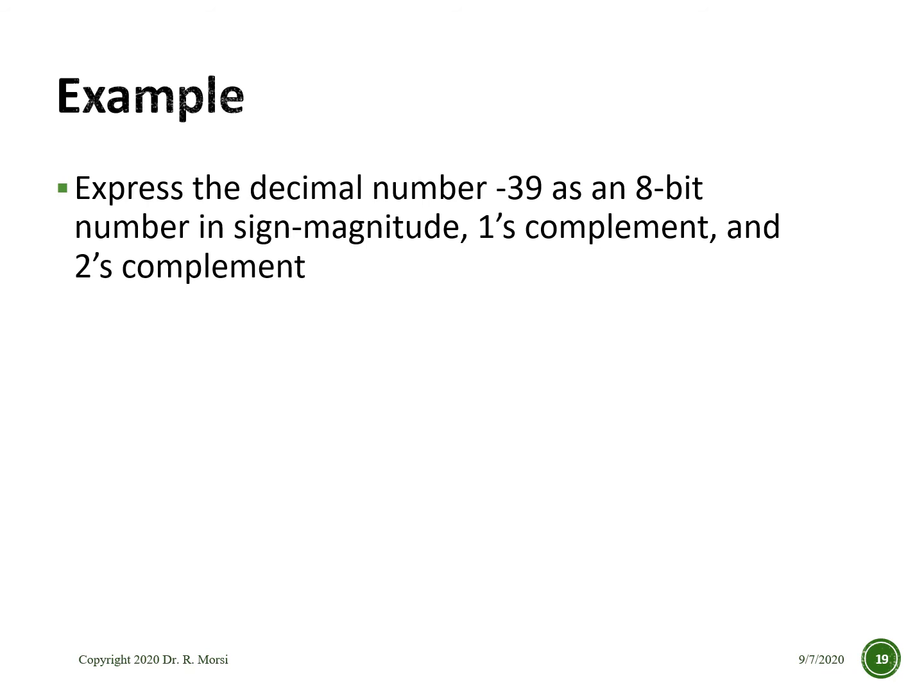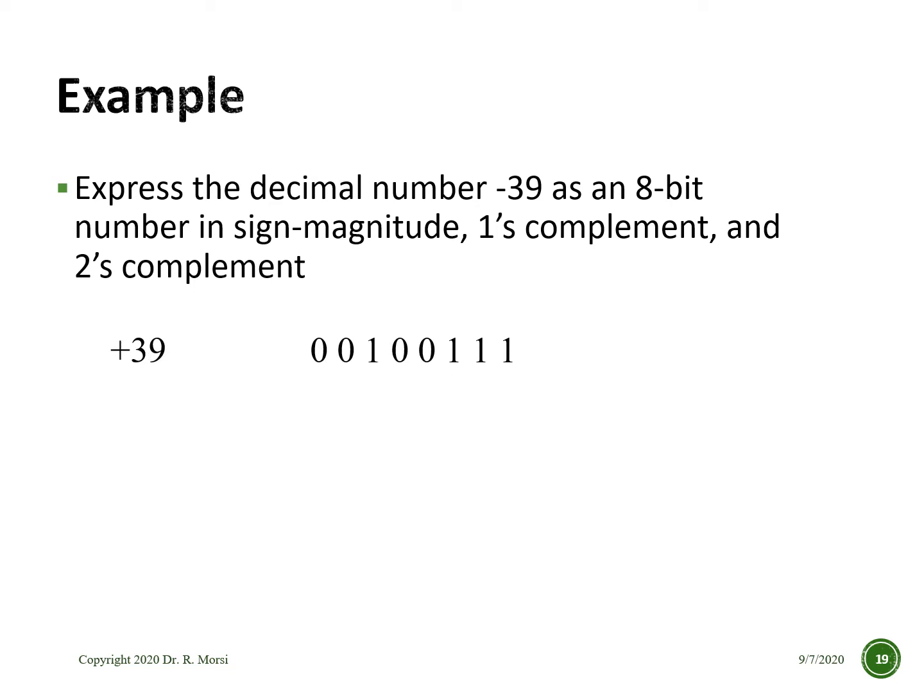So let's look at an example. Here, and be careful what the problem is stating, it says express the decimal number negative 39 as an 8-bit number in sign magnitude, 1's complement, and 2's complement format. So it's actually asking you to express the number. It's not asking you to convert it, it's asking you to express it. So it's already a negative number. It's just asking you to express it in that form, right?